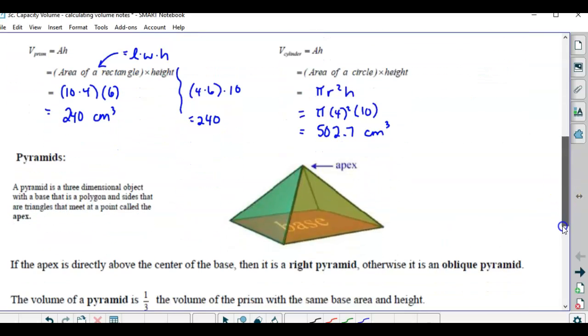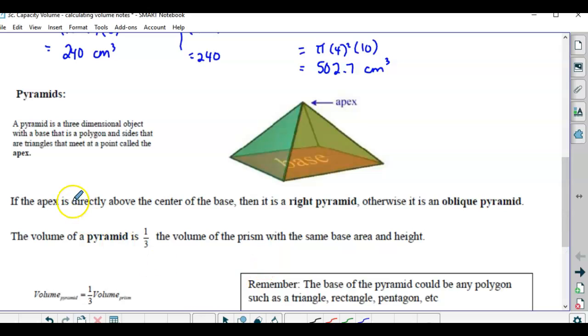Okay. Next shape is a pyramid. So what is a pyramid? It's a three-dimensional object with a base that is a polygon and sides that are triangles that meet at a point called the apex. So the base here looks like a rectangle. So the triangle at the front here is the same as at the back. The left and the right are the same. If it was a square-based pyramid, then all the triangles would be the same. If it was a regular hexagon-based pyramid, regular means all the sides are the same, then all the triangles would be. But if it's not regular, it wouldn't be.